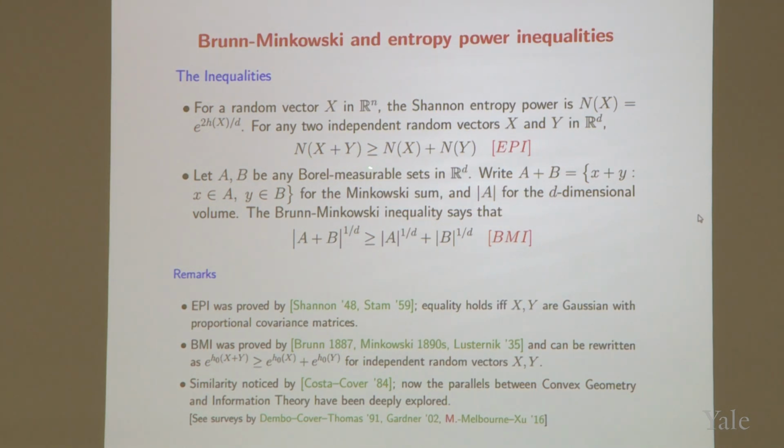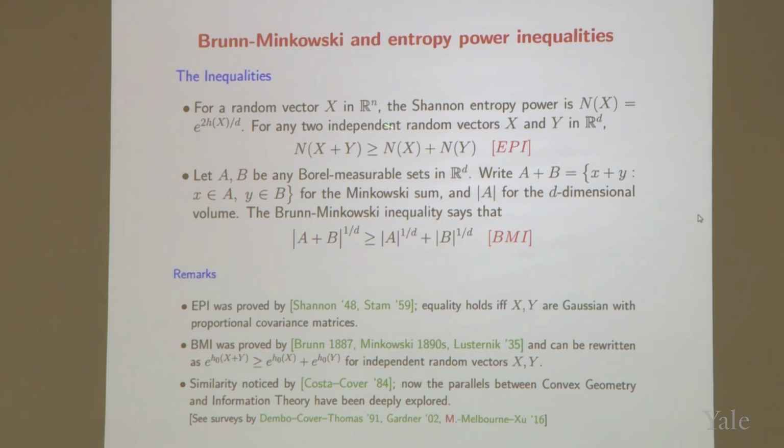it turns out that the entropy power of the sum is super additive. This is the entropy power inequality, the first rigorous proof of which was given by Stam in 1959, although Shannon had stated it in his original paper that founded information theory in 1948. Equality holds if and only if X and Y are Gaussian with proportional covariance matrices.